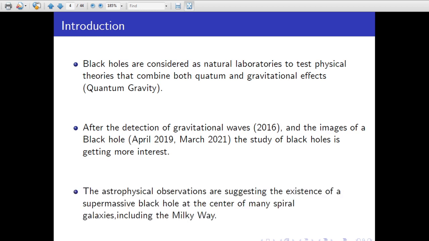From an astrophysical point of view, observations suggest the existence of a supermassive black hole at the center of many spiral galaxies, including ours.